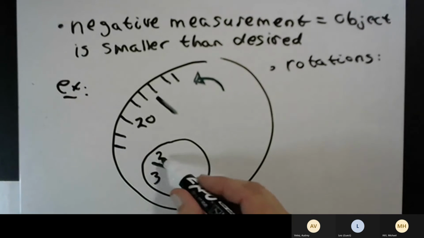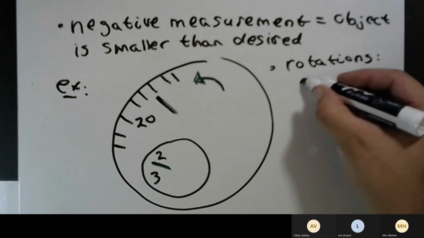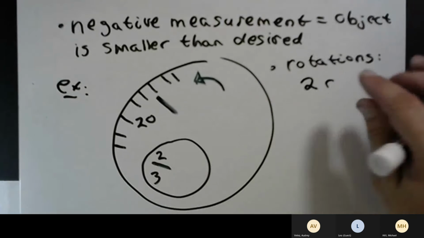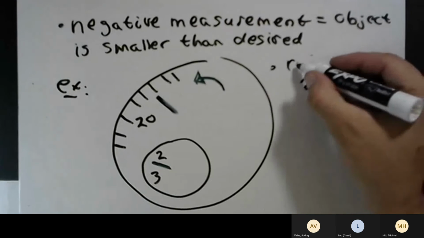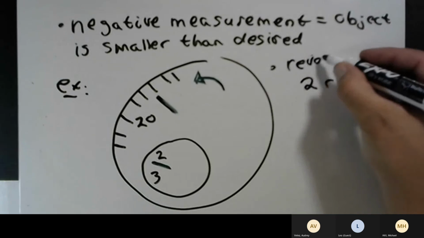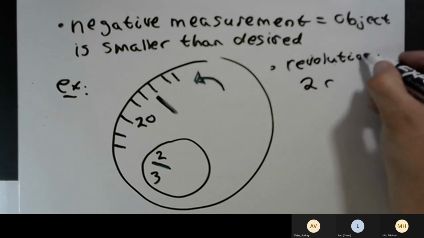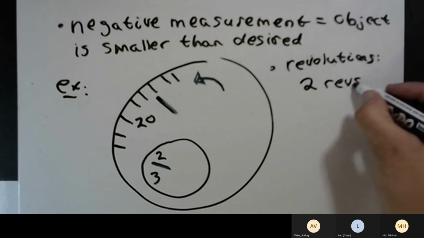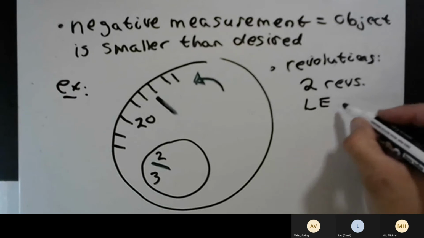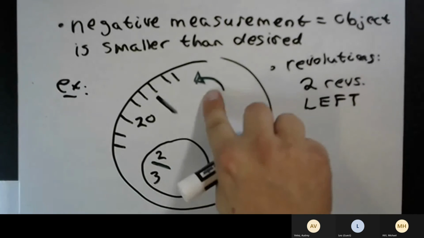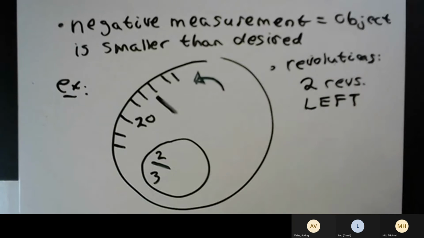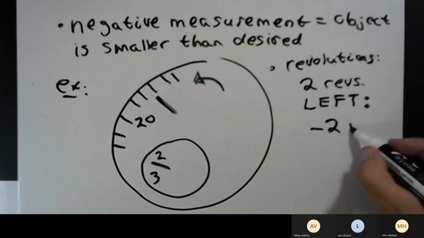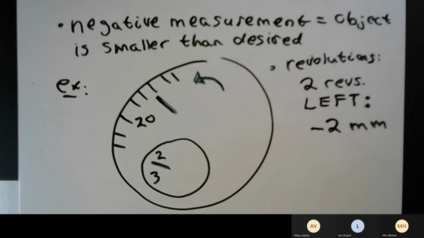Now again, we're going to go with a smaller number. So it's 2 revolutions. Let me use the correct word. Revolutions. So it's 2 revolutions left. That's telling us left. So that means we have negative 2 millimeters.